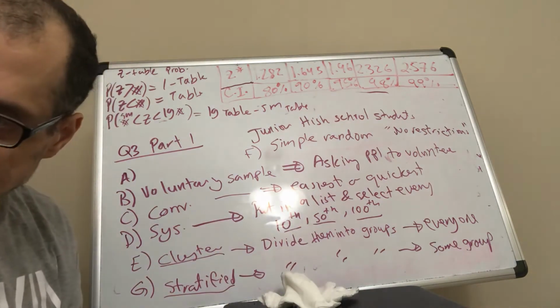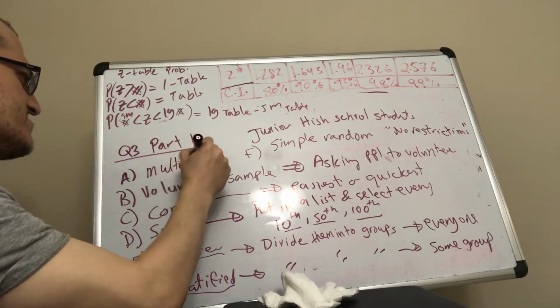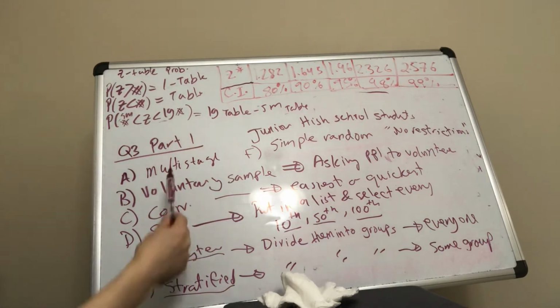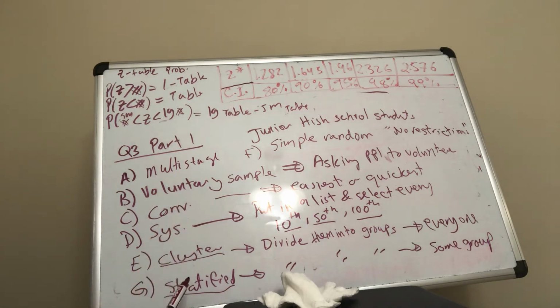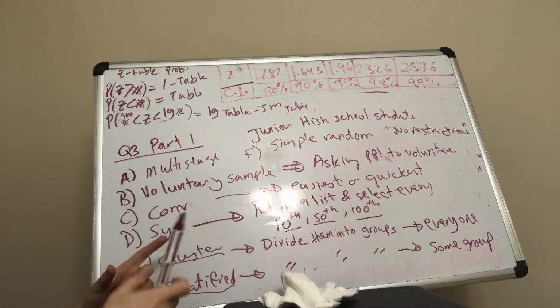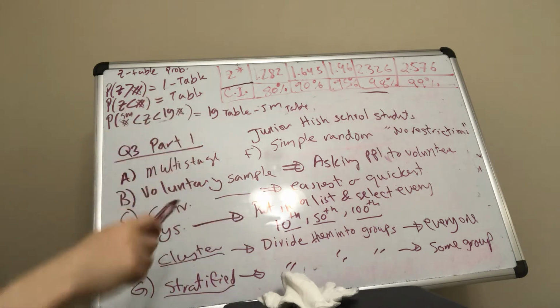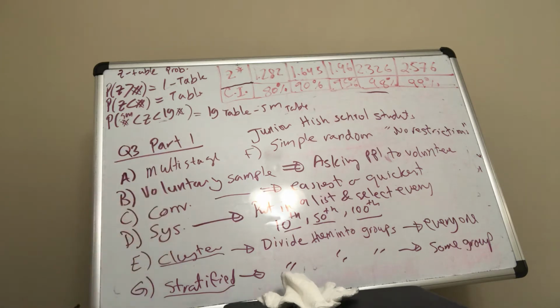And the first one is multi-stage, where you combine 2 or 3 of these. So you start doing it volunteer, and after you get the names, you put them in a system and you pick every 5th name or 10th name. So you do combine 2 of these. So now let's read the selections. Again, there is one mistake here. We'll figure out which one after we read.